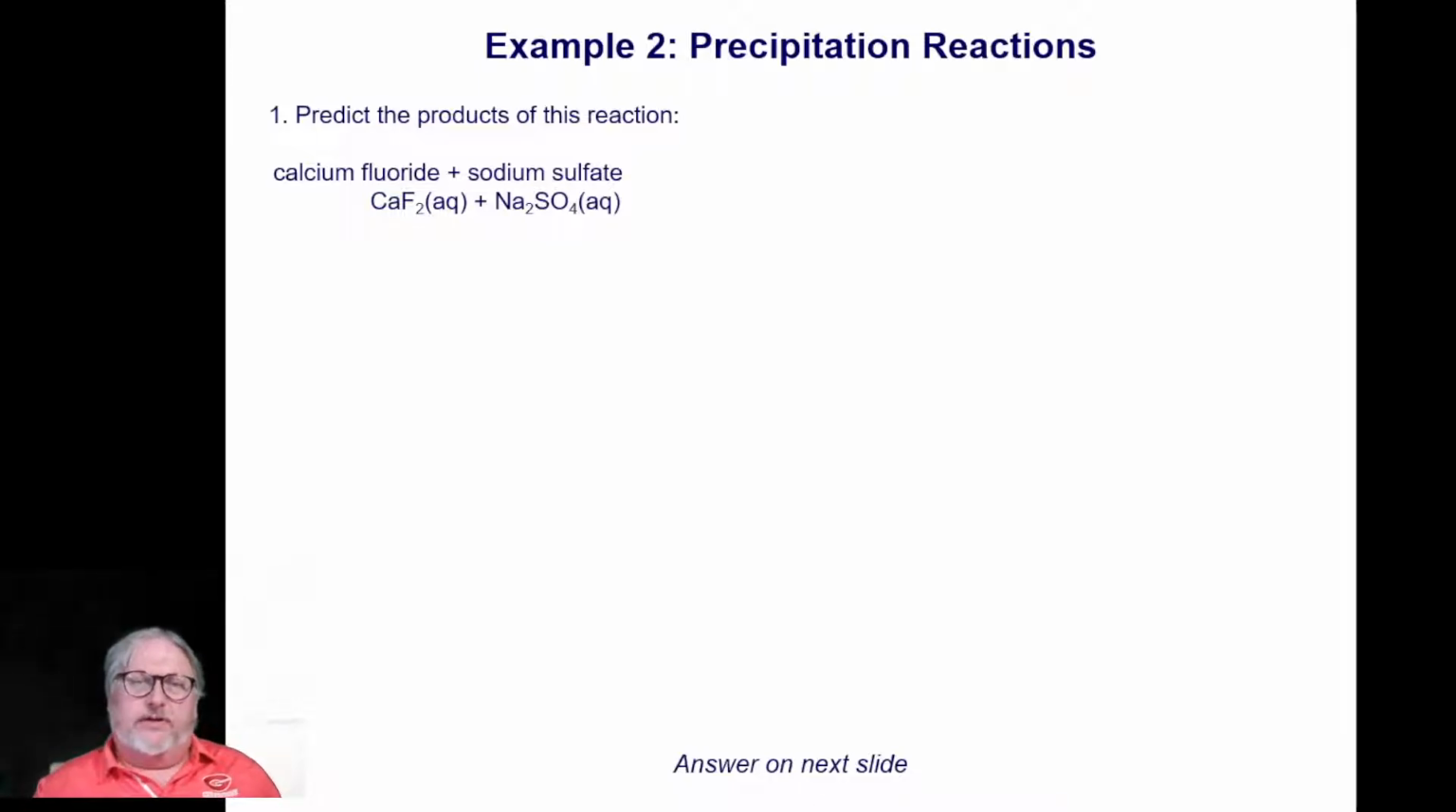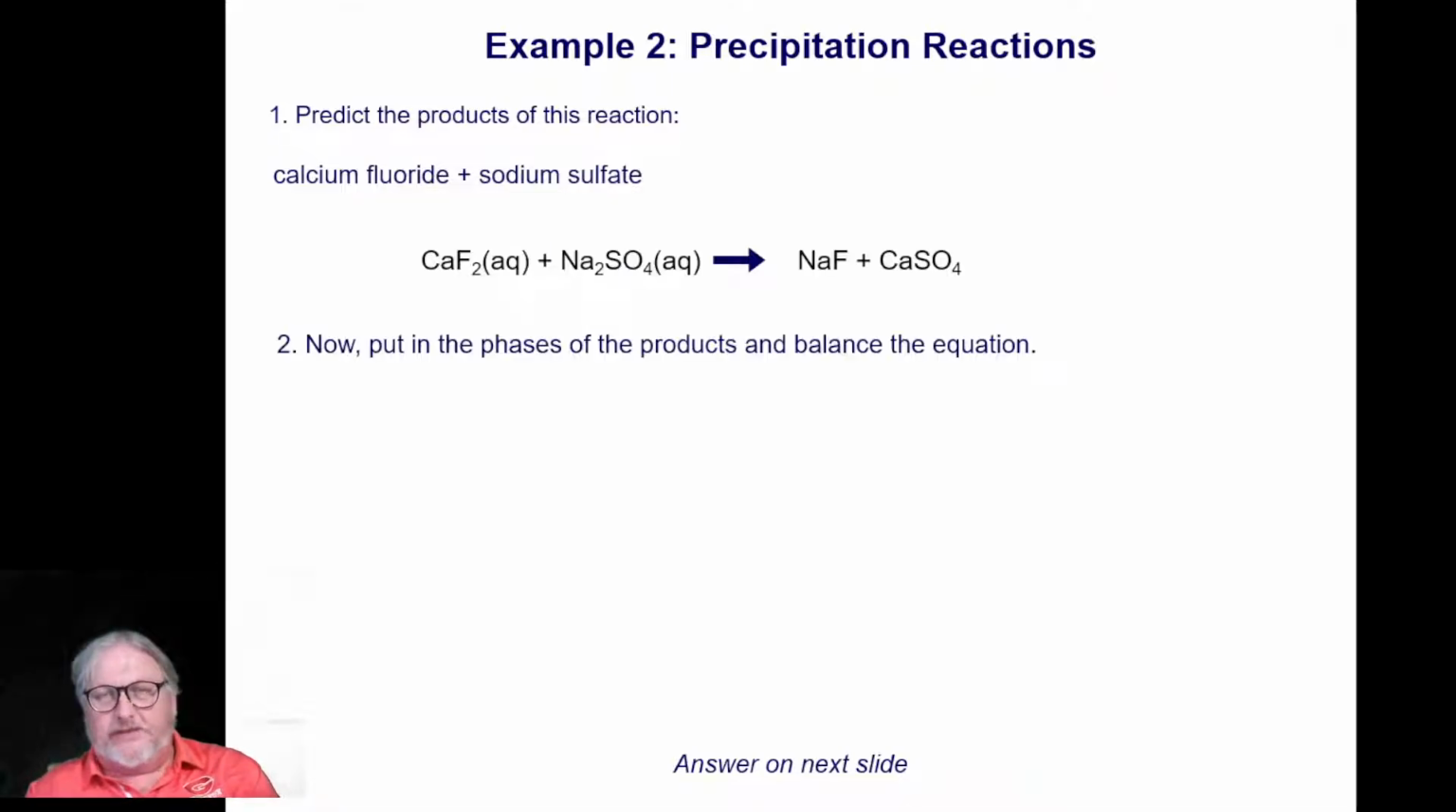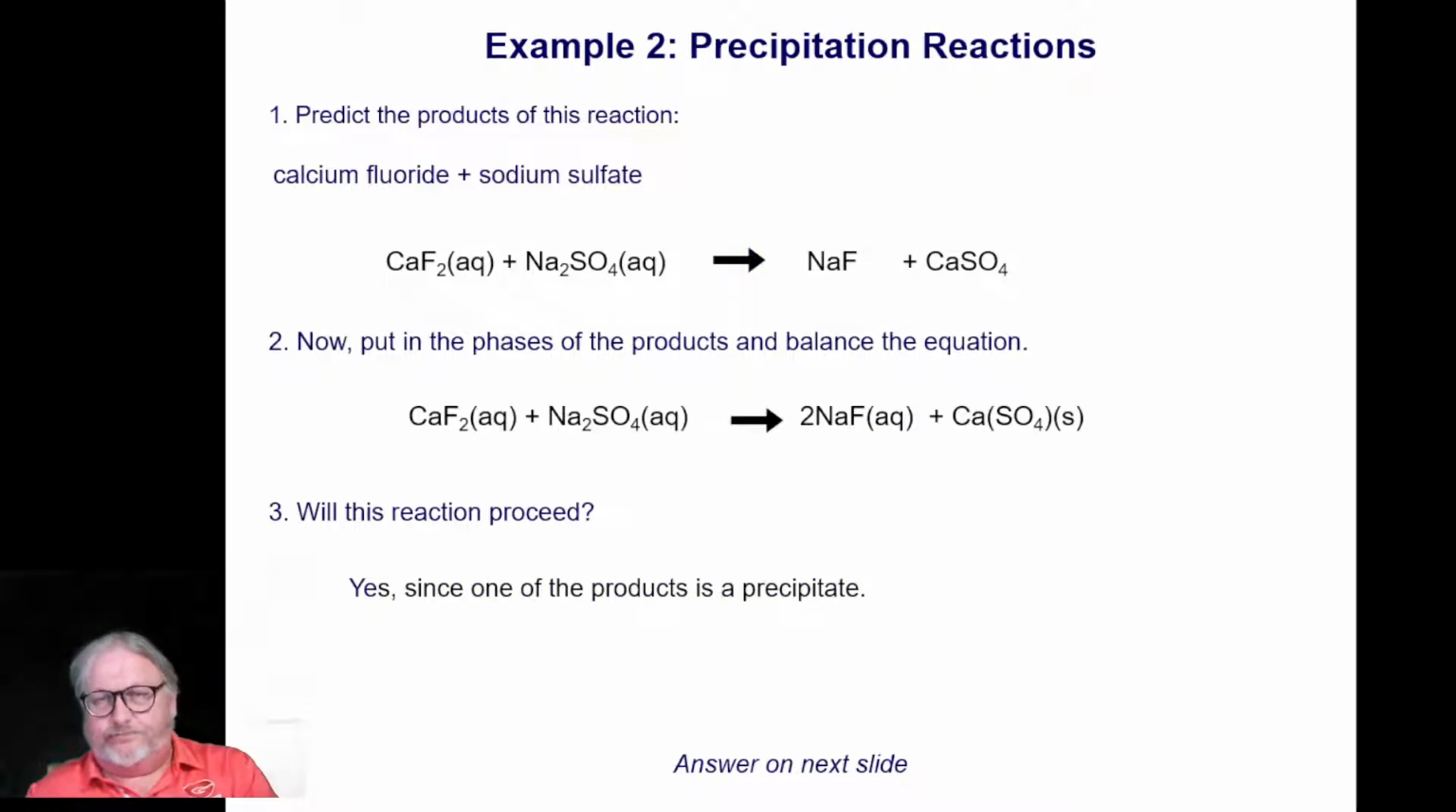Let's try this one. Calcium fluoride plus sodium sulfate. We've got calcium fluoride in an aqueous solution, and sodium sulfate. So predict the products, replace the two cations. All right, so that would form sodium fluoride plus calcium sulfate. Notice that it's not balanced yet, but now we've got to put the right phases in and balance the reaction.